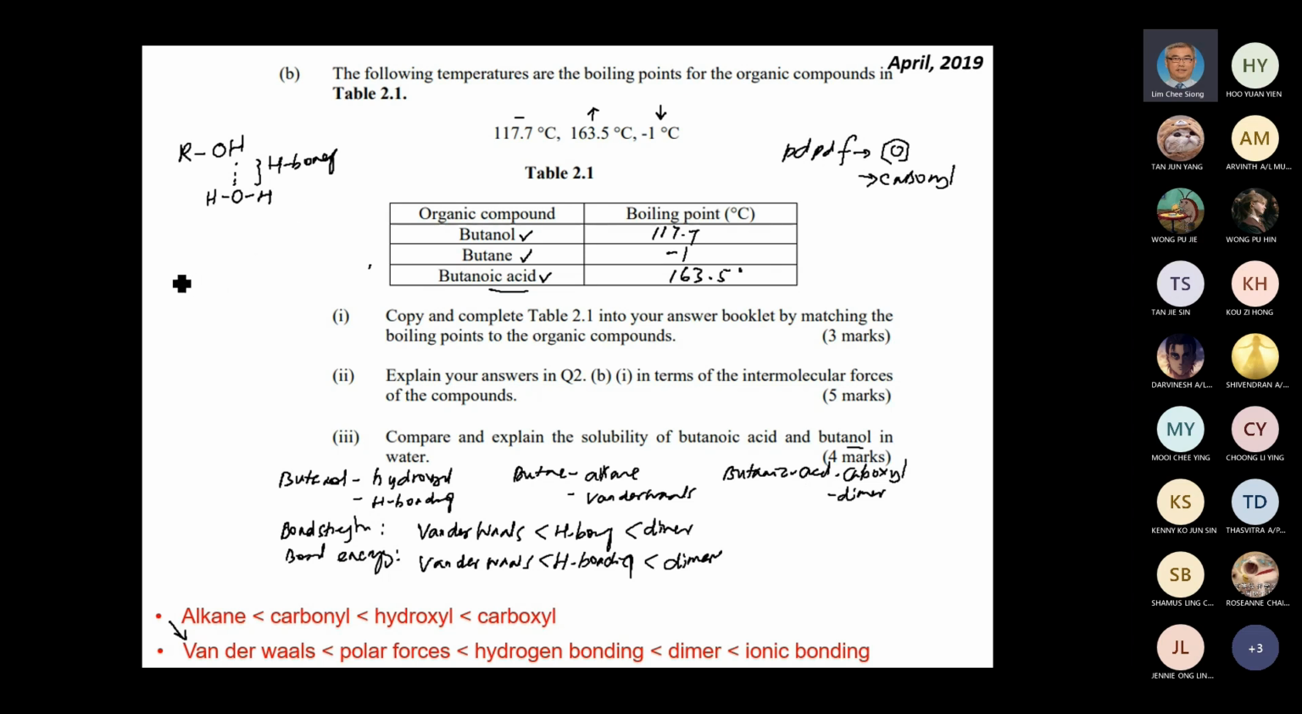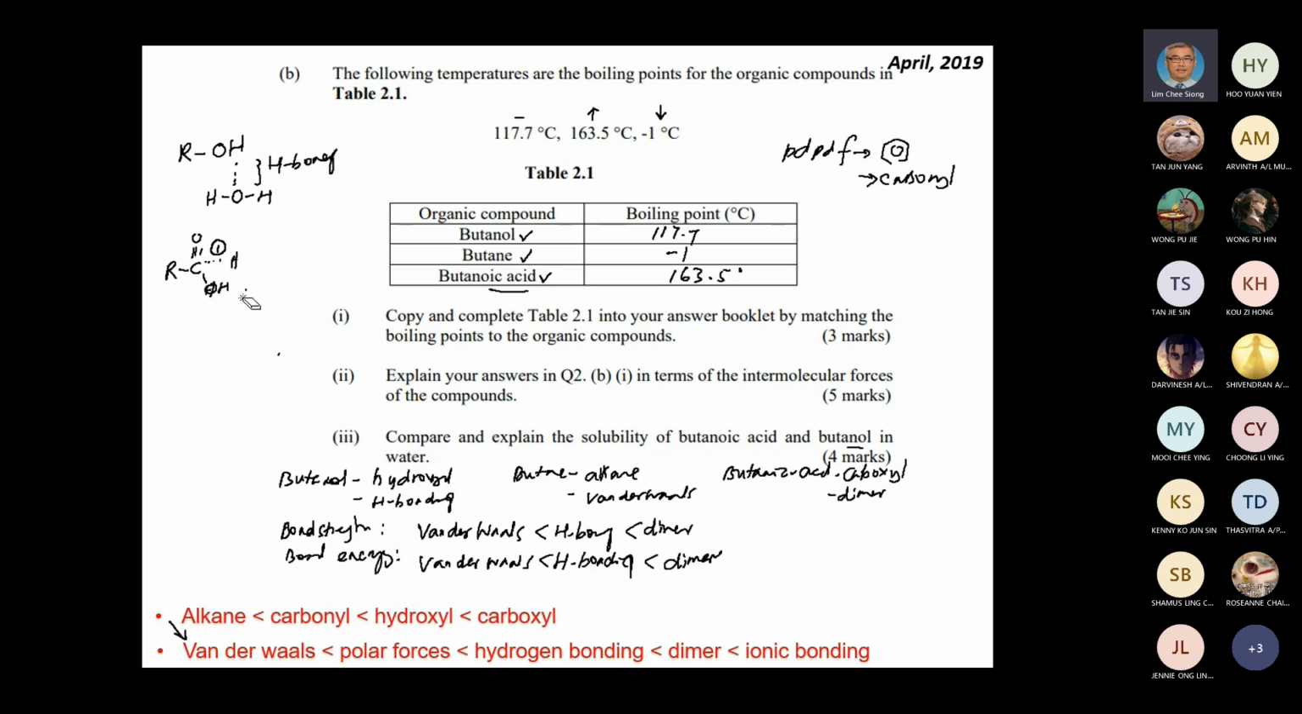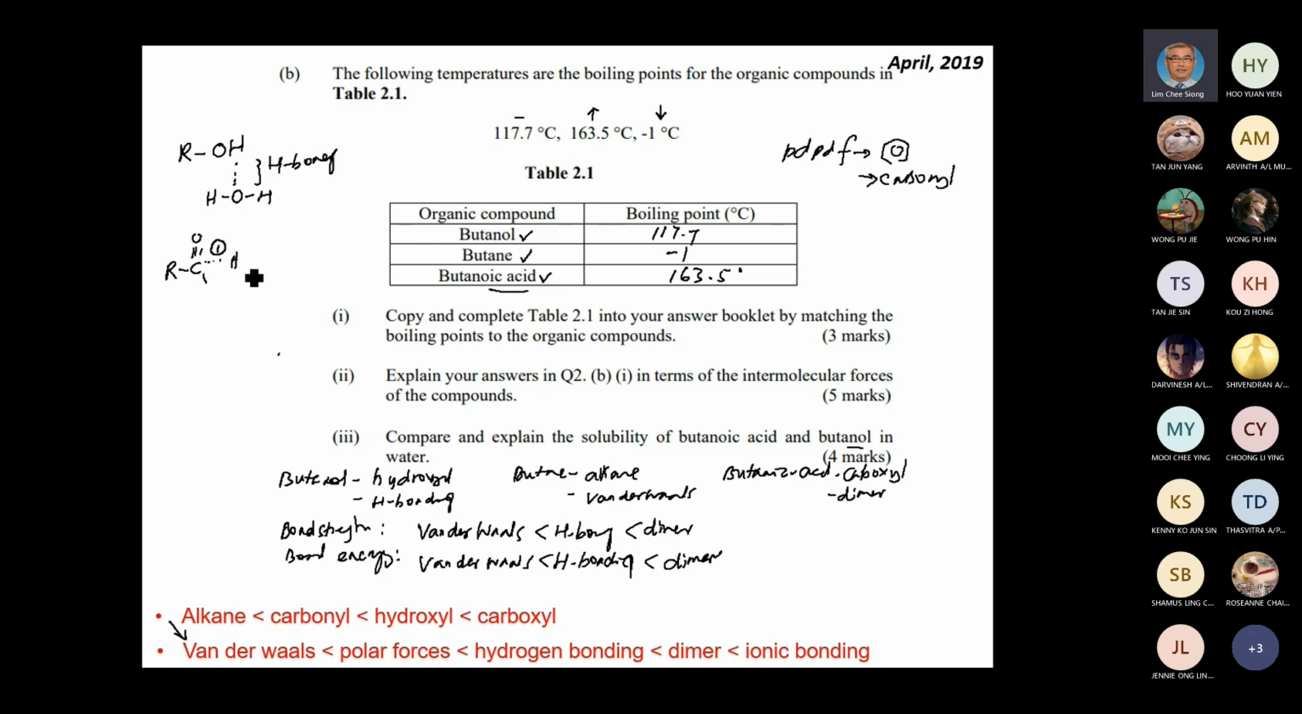But in carboxylic acid, it's a different story. Why? Because they are able to form not only one, but two hydrogen bonding, number 1 and number 2, with water. So that's why you can see that one molecule is very important for you to form the bonding with water. So you write for you, with water, H2O. They got bonding hydrogen number 1, bonding hydrogen number 2.